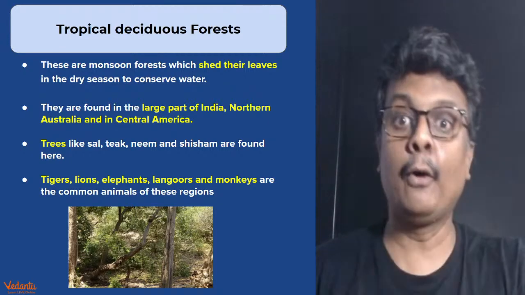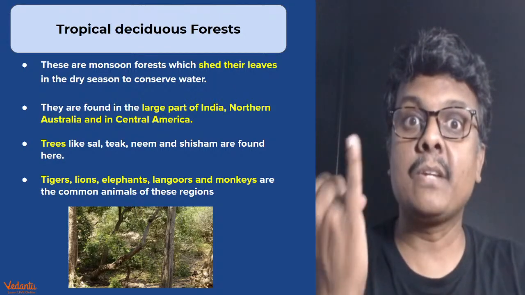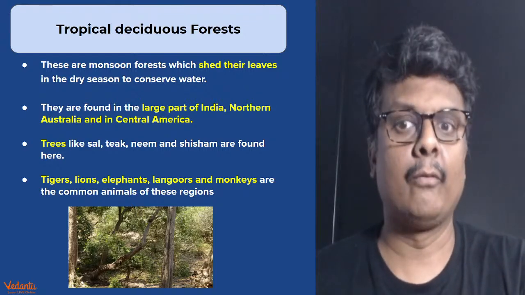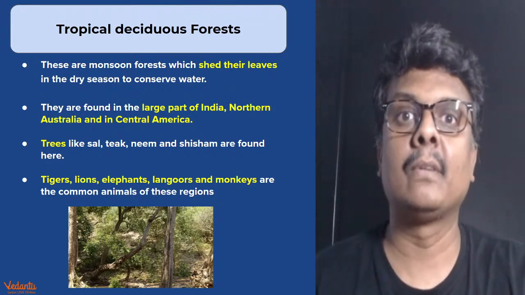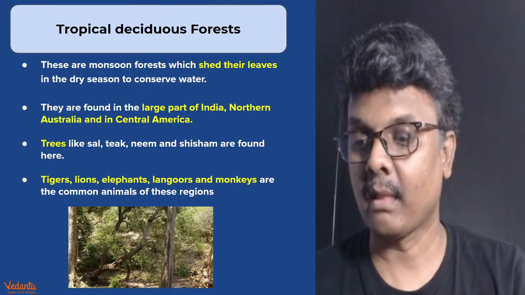Tropical deciduous forests are found in most places in India. Very precious wood like sal, teak, neem and shisham are found, and wild animals like tigers, lions, elephants, langurs and monkeys are found here.